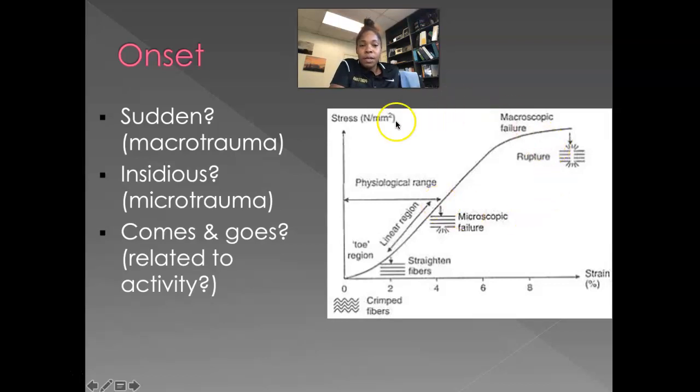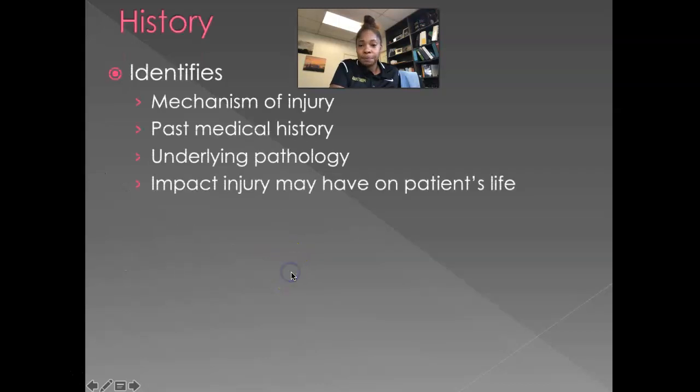This becomes important to consider with any injury: how much stress was applied and how much strain was applied. Because if it's increased stress and increased strain, then essentially we're expecting something traumatic or macro-traumatic to happen. If it's just a constant stress and strain over time, what we're expecting is some type of overuse injury. So again, a very important historical question to ask.